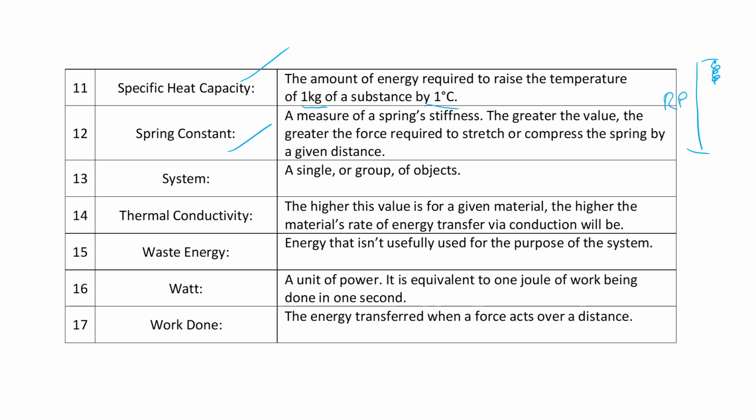A single or group of objects: a system. The higher this value is for a given material, the higher the material's rate of energy transfer via conduction will be: thermal conductivity. The energy that isn't useful in a system: waste. The unit of power, what? It is equivalent to 1 joule of work being done in 1 second. The energy transferred when a force acts over a distance: work done.